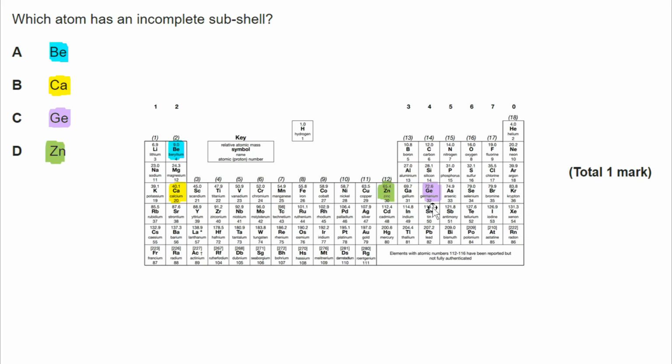The P block on the right hand side, to have a full P block you really need to be a noble gas, and we can see here germanium is second in of 6 in the P block. We know that that's therefore going to end in a P2. That's an incomplete sublevel, and that takes us to the correct answer.